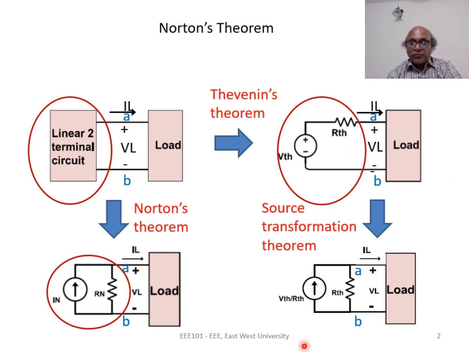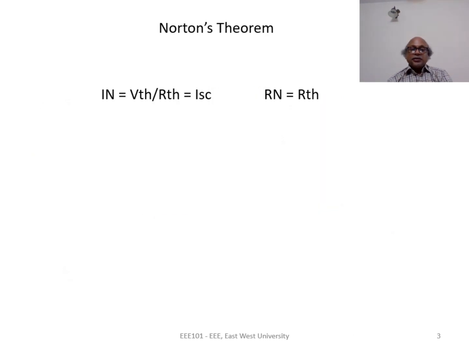Now, both these bottom circuits are identical, so they are equivalent. If we consider these two equivalent circuits identical, we can argue that IN is equal to VTH by RTH and RN is equal to RTH. So these are the two relationships that we get for Norton's equivalent current IN and Norton's equivalent resistance RN.